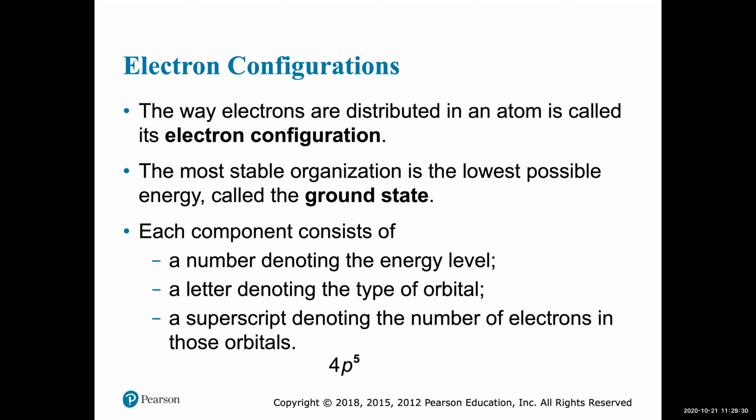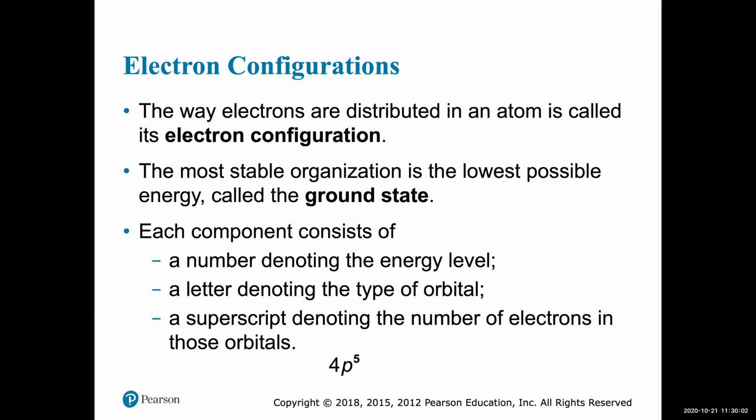So the nomenclature that we use to talk about these electron configurations is what we're going to go through a bit now. And so the way those electrons are distributed in the atom, that's the electron configuration, and there are certain ways that we represent that and write that. Remember that the most stable and lowest energy configuration is called the ground state.